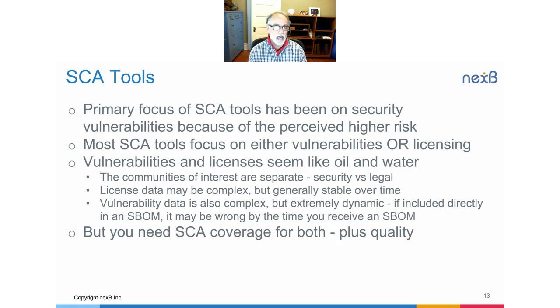And you also have to think about the time dimension. So for licenses, the information may be very complex and may get very much involved in technical details like how you build a product. But once you figure out the license data for a major open source project, it's unlikely to change over time. They do change, but it's relatively low percentage. Vulnerability data is the complete opposite.